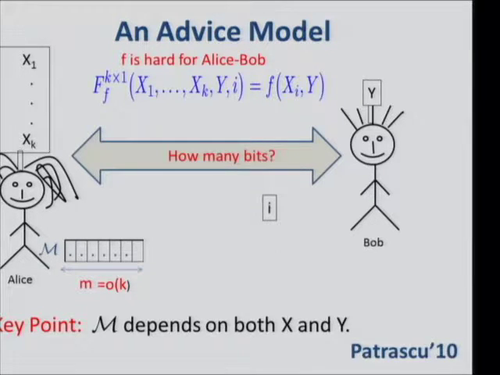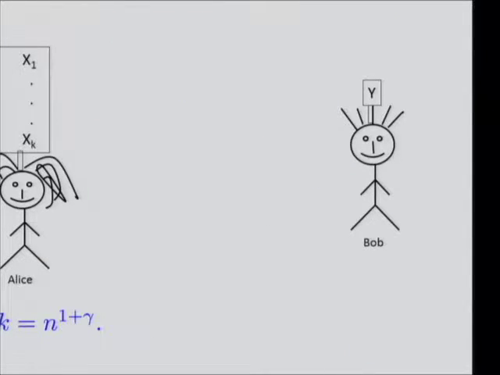And this model, which from an advice point of view seems to be very natural, and I hope you will agree is a fascinating model, was actually introduced in 2010 by Patrascu, and he introduced this model exactly to solve the data structure problem. So what is the connection to the data structure? It's actually very simple.